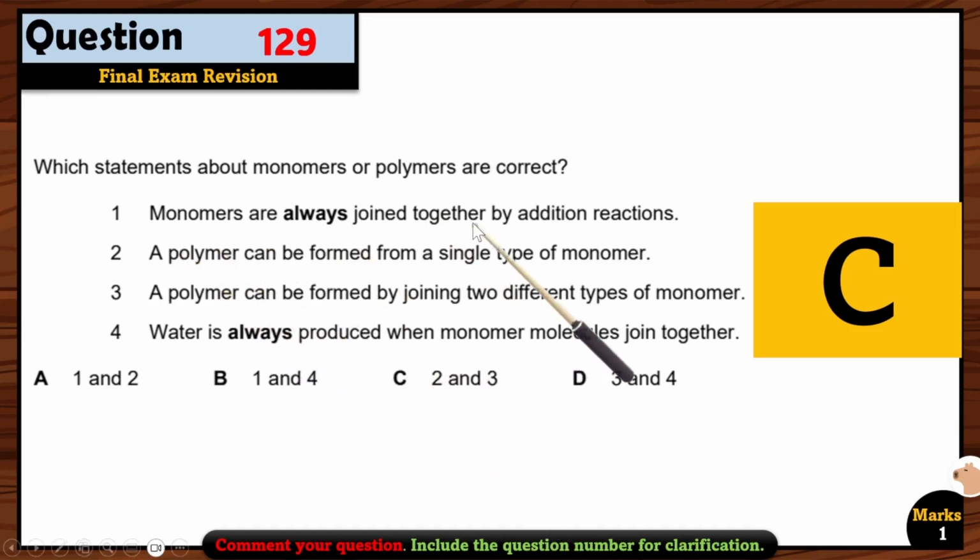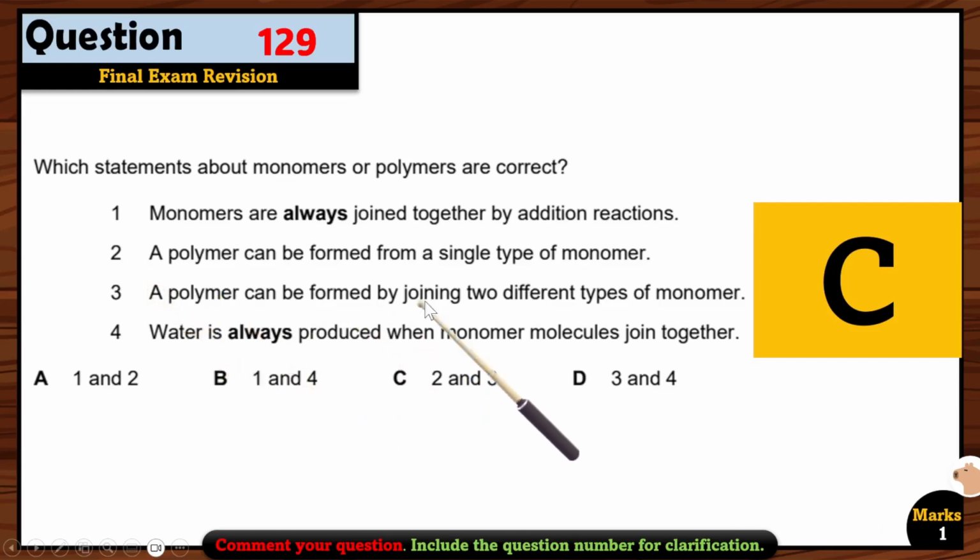Option 1: Monomers are always joined together by addition reaction. Addition reaction is right, but always is not right, because they can also be made through condensation reactions. So option 1 is incorrect. Second, a polymer can be formed from a single type of monomer. Yes, a polymer can be formed from a single type of monomer, or maybe two different types of monomers, or maybe multiple types of monomers. So that option is right.